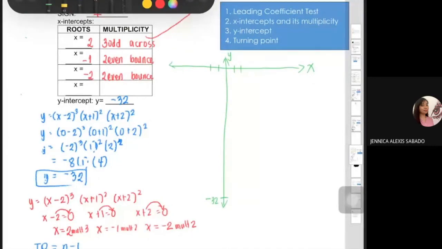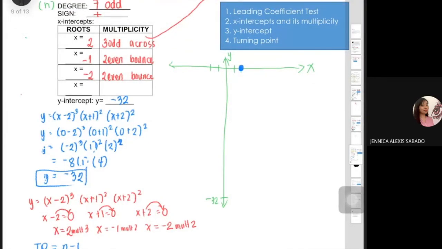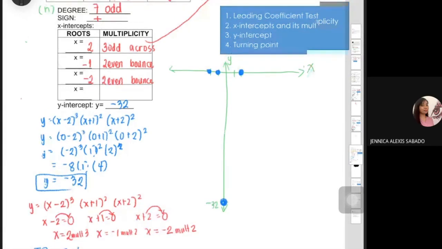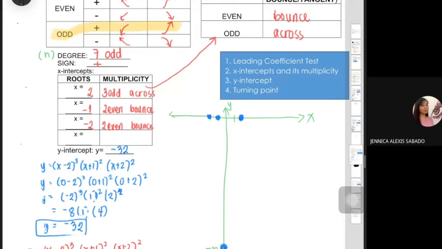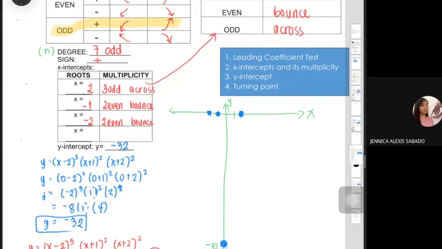So, start with positive 2. Meron din tayong negative 1, tsaka negative 2. And, of course, your y-intercept negative 32. Okay. Leading coefficient test, ano nga daw itsura ng buntot? Sabi, down, up. So, down, up. Down sa kaliwa, up sa kanan.